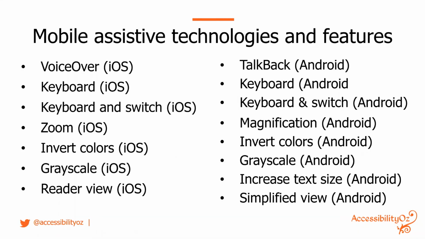And these are the features that we recommend that you test. For iOS, it's VoiceOver, keyboard and switch, zoom, invert colors, grayscale, and reader view. Reader view being a mobile site thing only. On Android, you've got TalkBack, keyboard and switch, magnification, invert colors, grayscale, increased text size, and simplified view. And increased text size and simplified view are mobile site only.